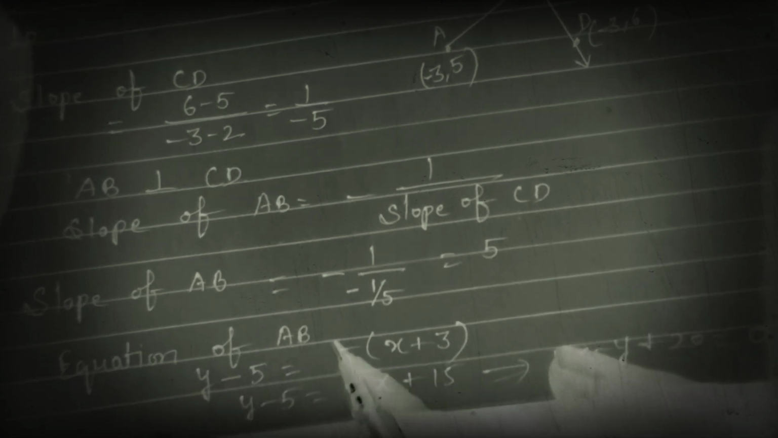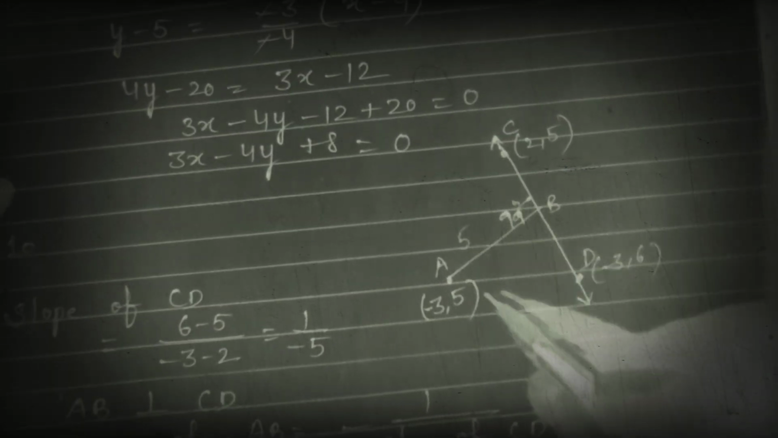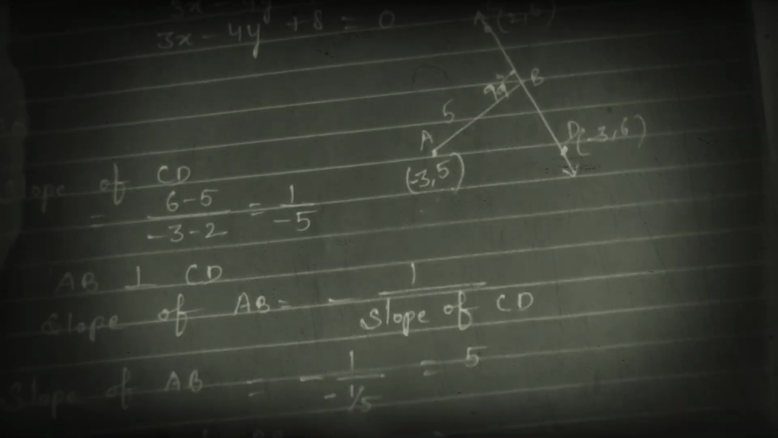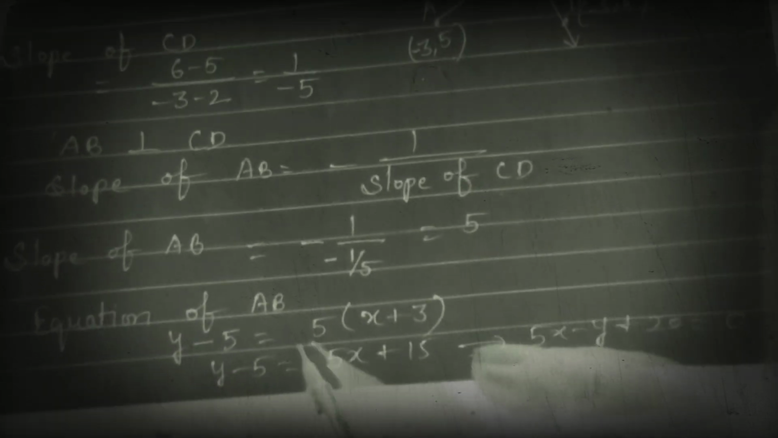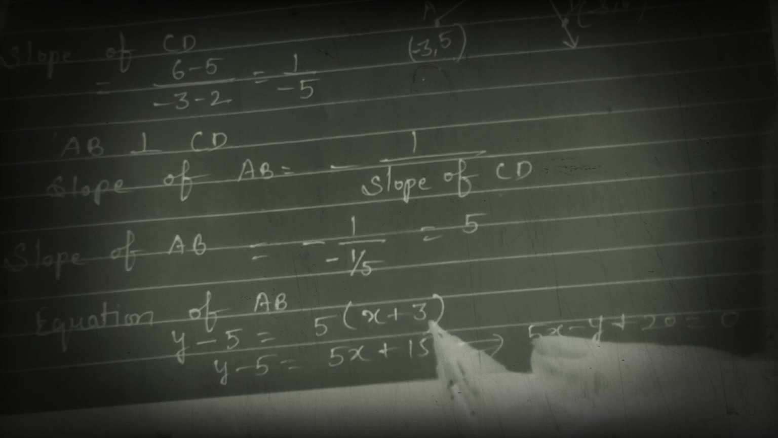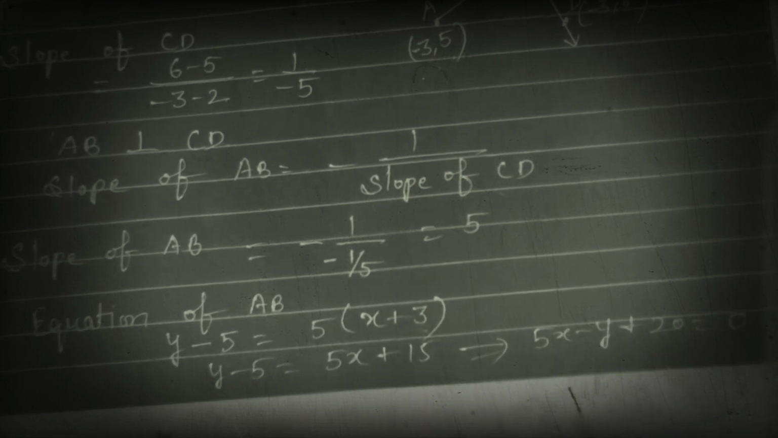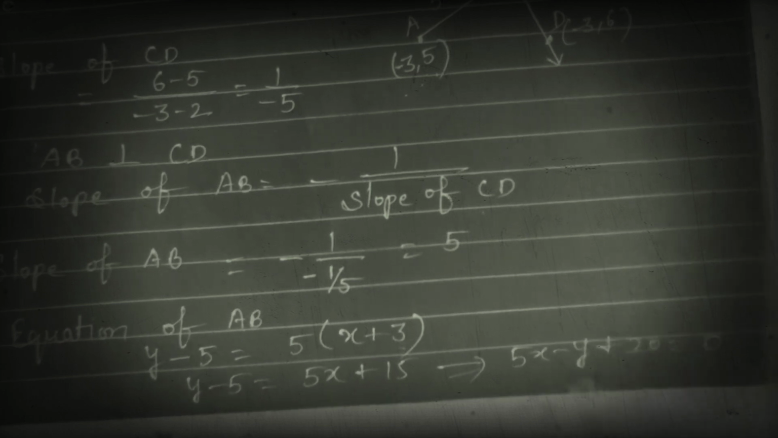Now equation of AB, slope आपको पता चल गया, slope is 5, m is 5 and passing point is minus 3, 5. Then what is equation of line? y minus y1, y1 is 5 here, is equal to m into x minus x1, x minus of minus 3, it will be plus 3. So after solving this, equation will be 5x minus y plus 20 is equal to 0. This is the required equation of line.